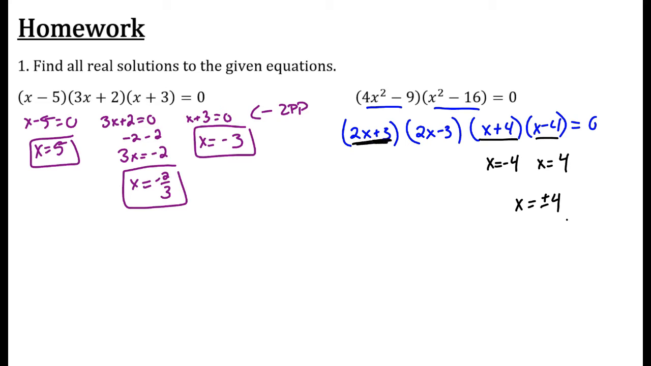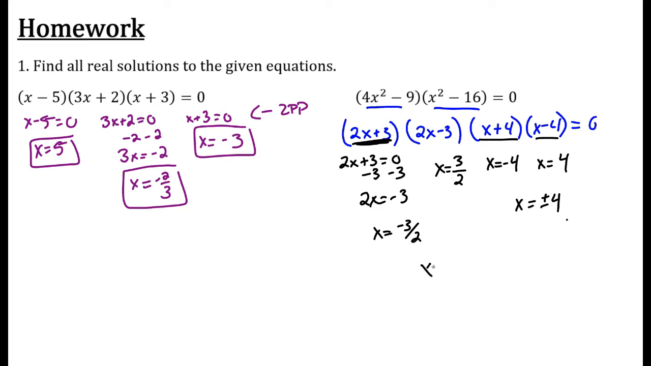What if I set this term equal to 0? That's going to be 2x plus 3 equals 0. Subtract 3, 2x equals negative 3, divide by 2. I get negative 3 over 2. Similarly, for this factor here, the first thing I'm going to do is add 3 and then divide it by 2, so I get x equals 3/2.